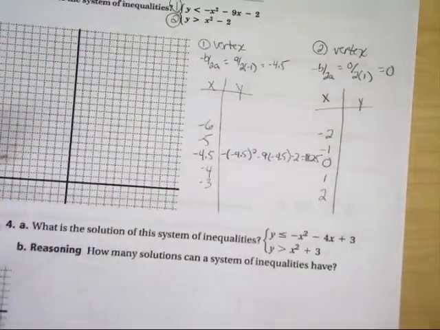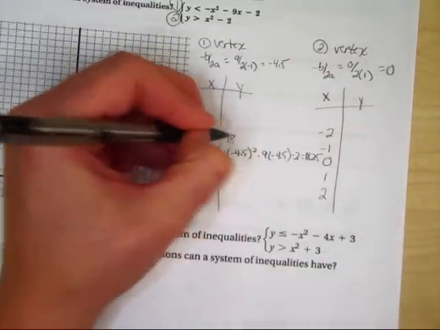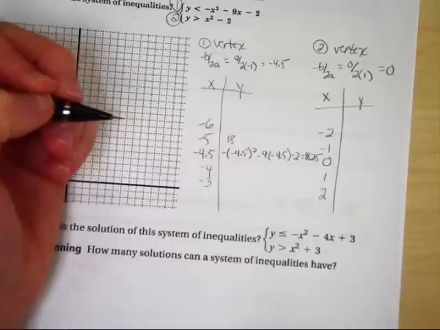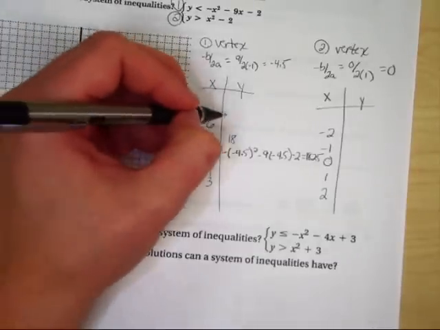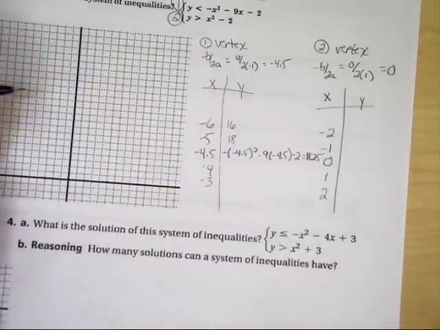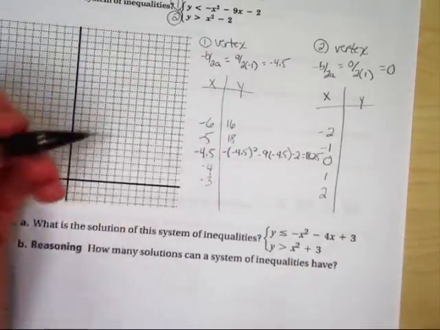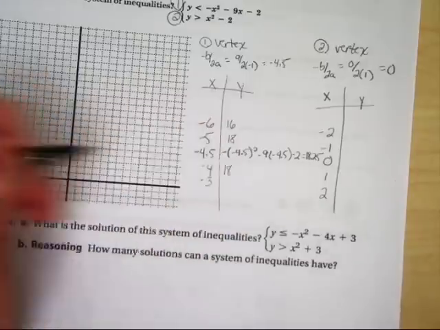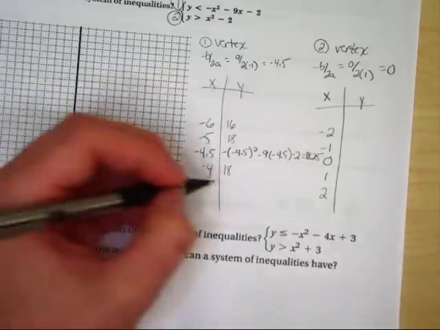Plug in negative 5 the same way, and you should get 18. Plug in negative 6 the same way, you'll get 16. Plug in negative 4 the same way, you'll get 18. Plug in negative 3 the same way, and you'll get 16.